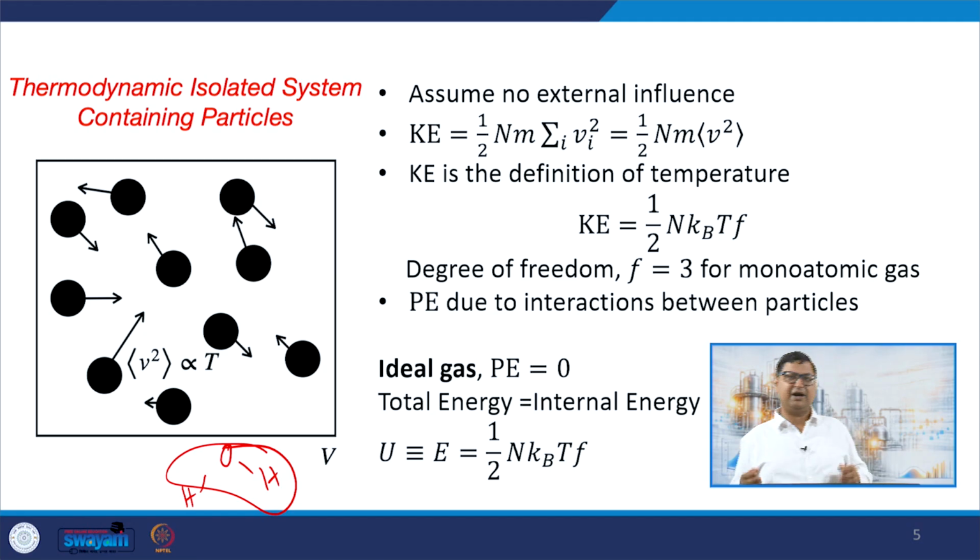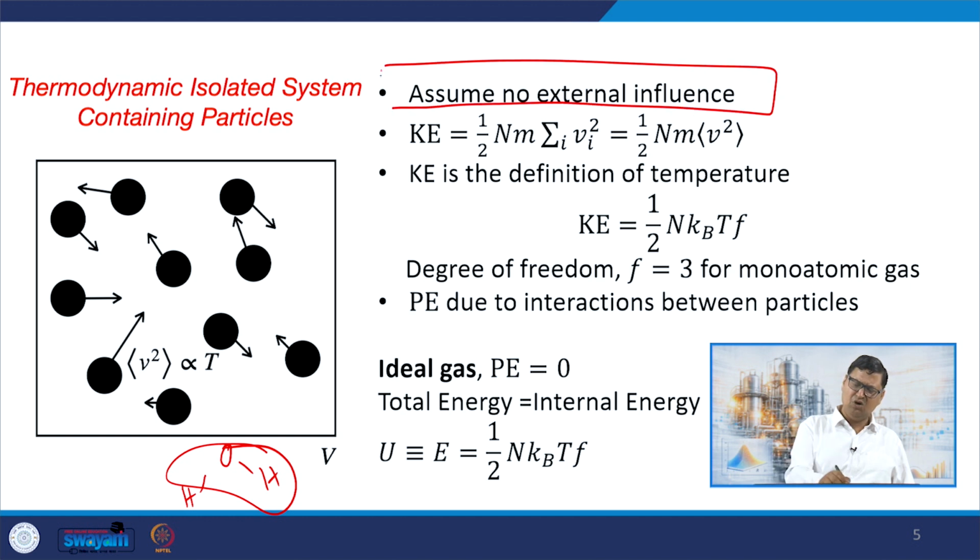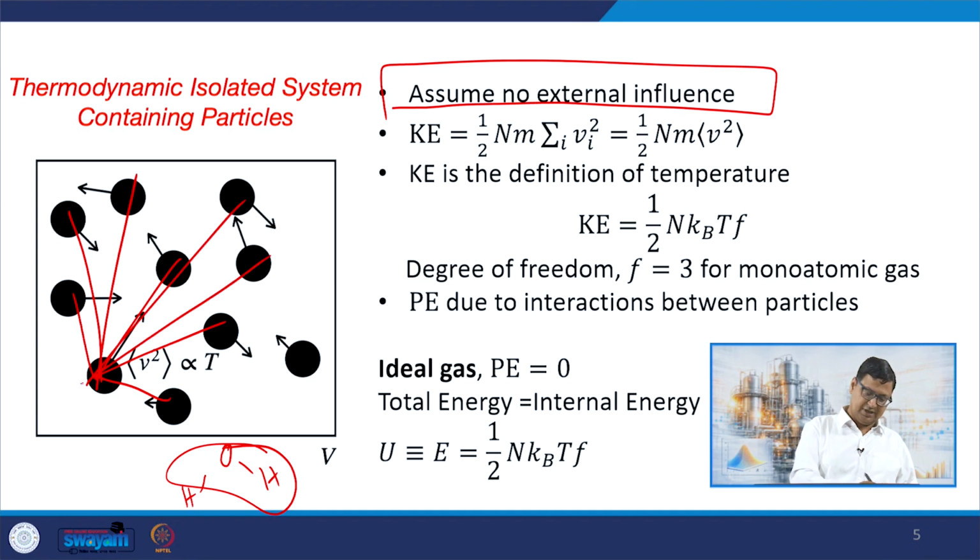So clearly interparticle interactions are very important here, and therefore I will assume that there is no external influence to begin with. Already the system is fairly complicated. We have interparticle interactions, and they exist between every pair of particles or molecules in the system. So any particle is getting a force from every other particle in the system, right. It's fairly complicated. So I will assume that there is no external influence.